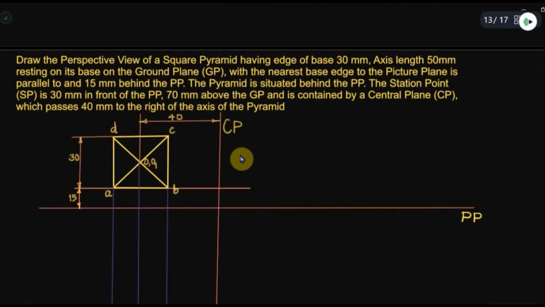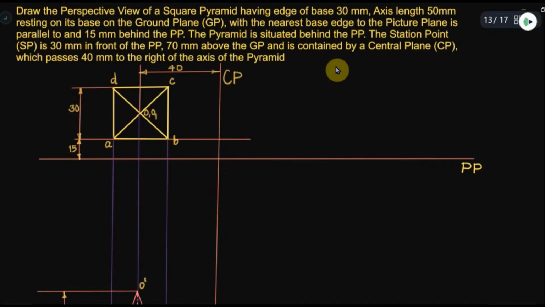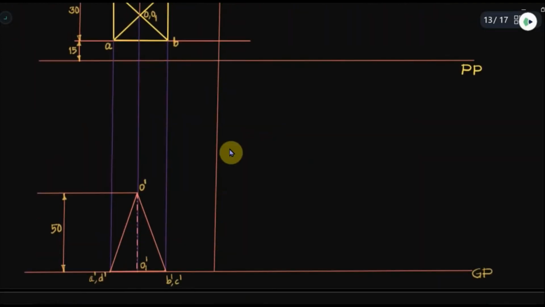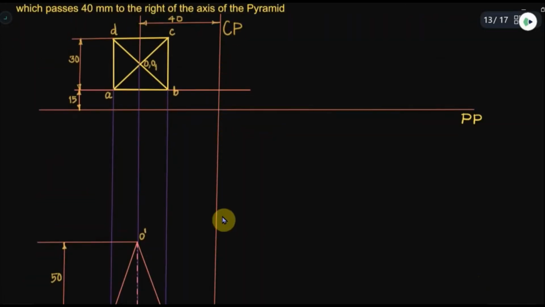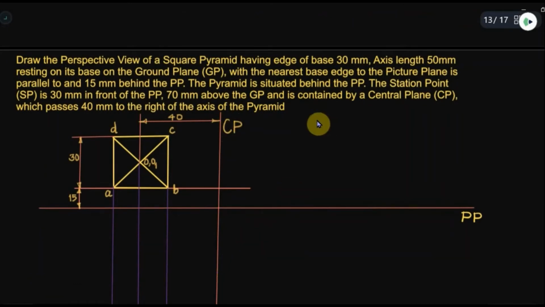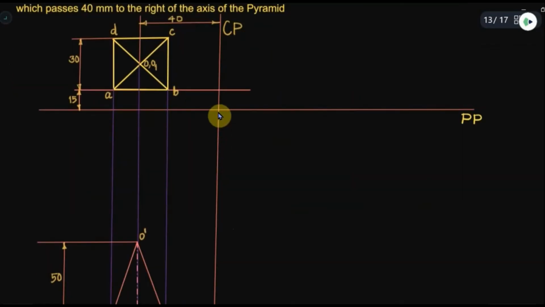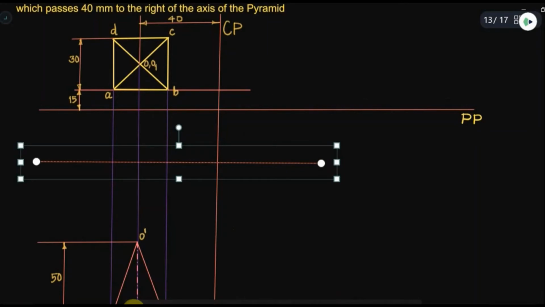Okay. Now what we have to do next is exactly locate the station point in top view and front view on this CP line. Both top view and front view of the station point will be on this central plane line. So the station point here is 70 mm above GP and 30 mm in front of PP. So in front of PP means below this PP line. So you take 30 mm below that. So 30 mm below that we will draw a line. See, this is the line, and we will dimension it also.